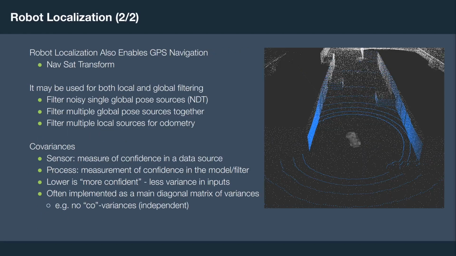Robot Localization also supports GPS via the navsat transform. It will essentially take a GPS sensor stream and produce map frame sources from it. Robot Localization can be used in 3 major ways.